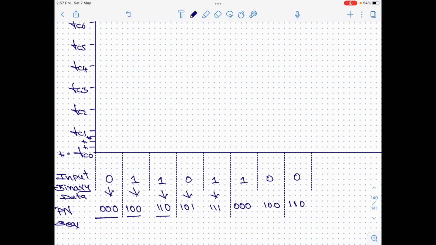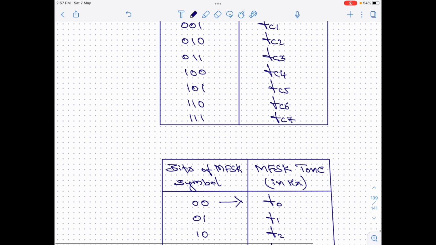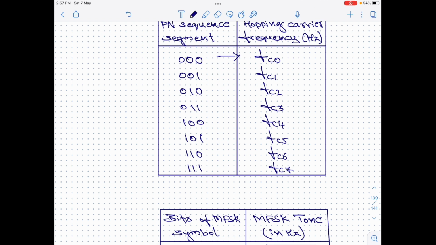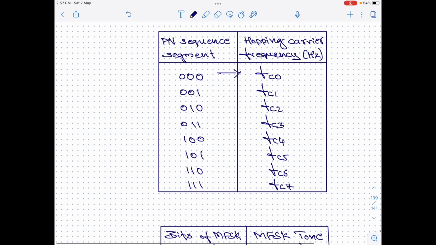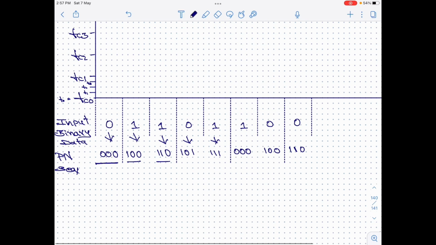After this, we move on to the next step, which is to identify the frequencies assigned to each of the PN segment as well as the input binary data. Let me start with the PN segment first. The first PN segment here is 0 0 0. Go back to the table here, identify where 0 0 0 is and find the associated hopping carrier frequency. For 0 0 0, it is FC0. Come back to the table and write here FC0. So, this will also be FC0.